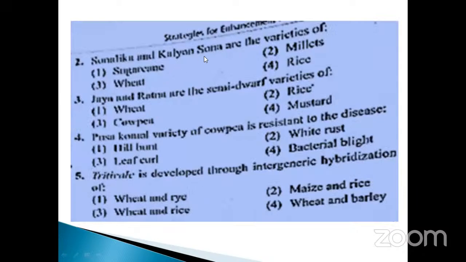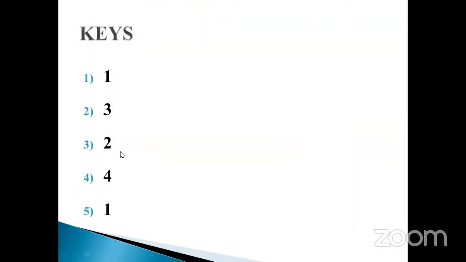The second one is Sonalika and Kalyan Sona. They are varieties of which one, do you know? Sugarcane, millets, wheat or rice? Which one is the correct answer? Just imagine. Wheat, as we already discussed. Sonalika, Kalyan Sona, these are the important points of wheat. Jaya and Ratna are semi-dwarf varieties of which one? Wheat, cowpea, rice or mustard? Which one is the correct one? The second one is the correct one.